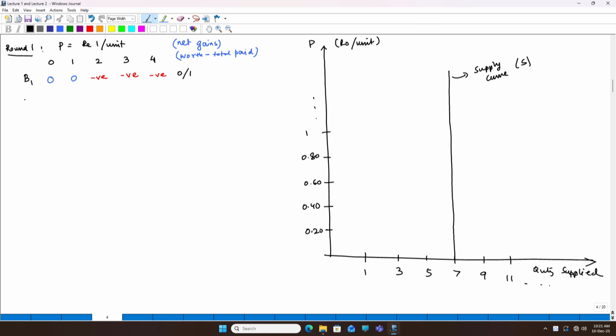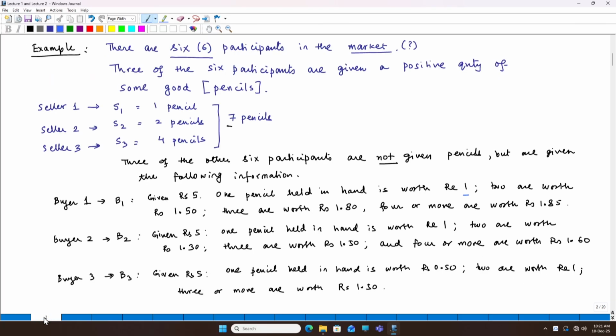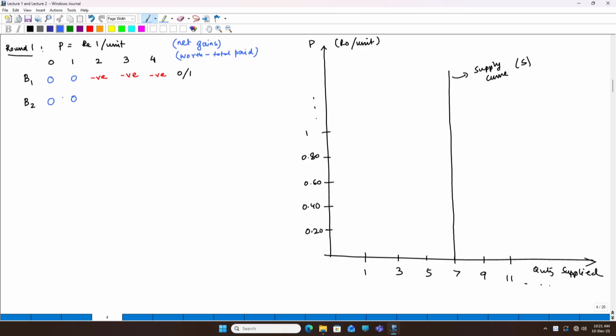Okay. So, now let us look at buyer 2. We will repeat the same exercise for buyer 2. Now, if I am not buying anything, the net gain is 0. I do not pay anything, I do not have the good, so it is worth 0 to me. 0 minus 0 is going to give me a net gain of 0 rupees. But what about buying 1 unit? The price is still 1 rupee. So, if I am buyer 2, 1 pencil is worth 1 rupee. So, I pay 1 rupee to get something which is worth 1 rupee. So, my net gain is 1 minus 1, which is 0.